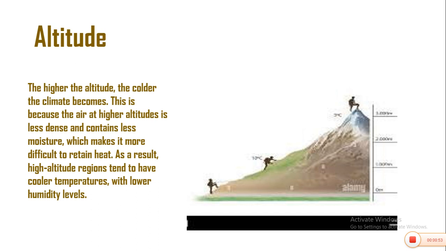Altitude. Altitude simply means height. From the image on the screen, you can see someone rising from the base of the earth to the height above. The higher the altitude, that is the higher the height, the colder the climate becomes. When you climb from the base of the mountain to the top of the mountain, the higher you go, the colder the climate becomes.